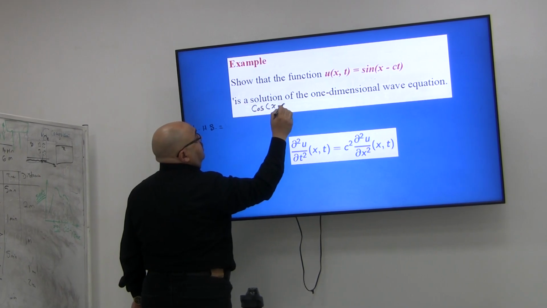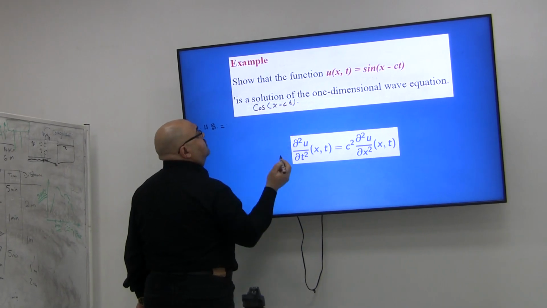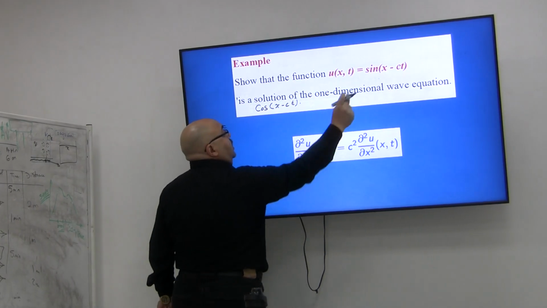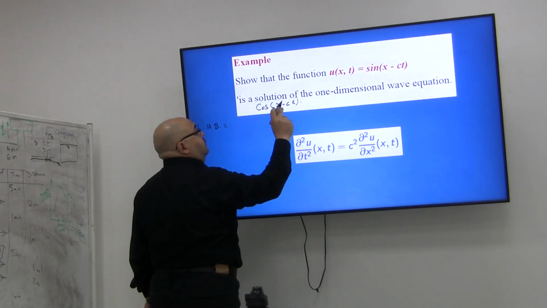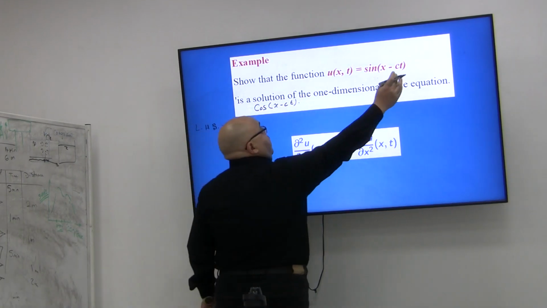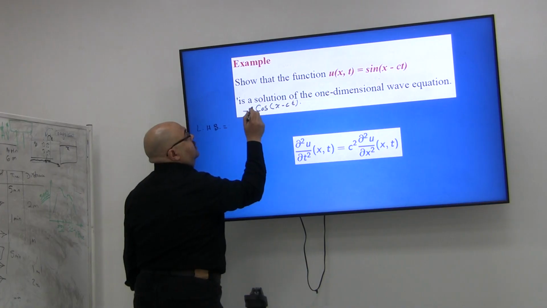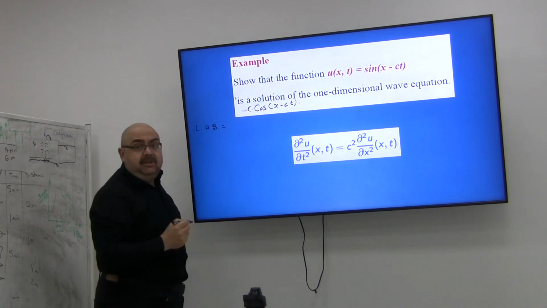Cosine of x minus ct, and I've differentiated with respect to t. Differentiating sine gives cosine of x minus ct times the derivative of the inside with respect to t, which is negative c. So the value is negative c times cosine of x minus ct.